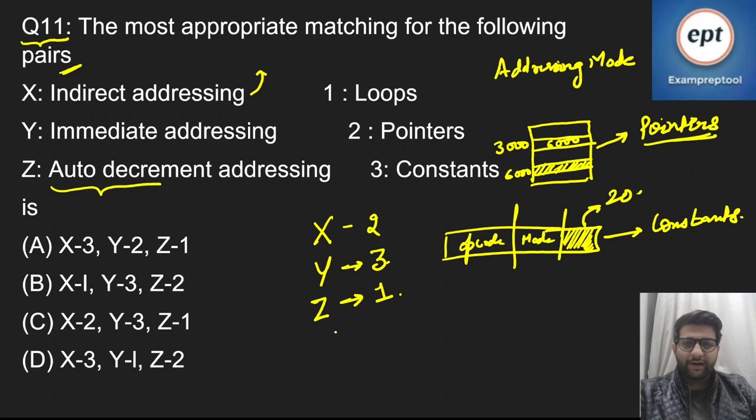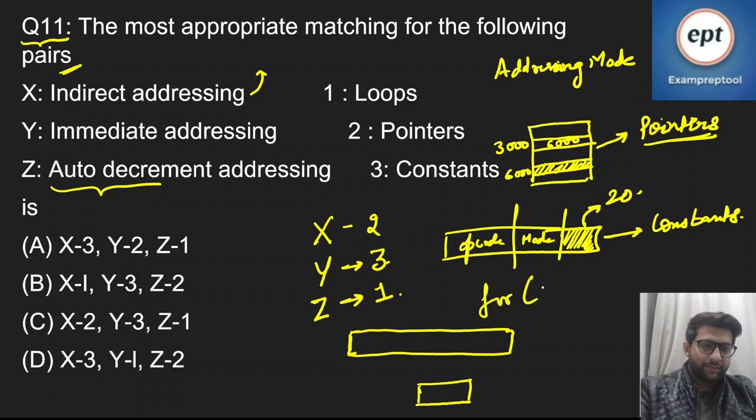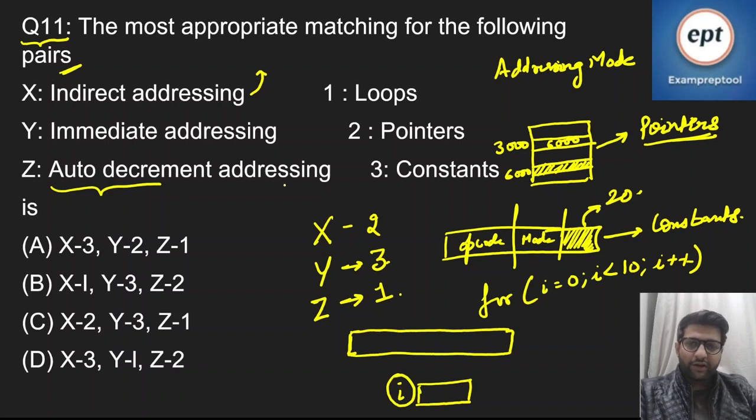Let's revise auto decrement addressing. If this is an instruction, there will be a register. Let's say we are implementing a for loop, from i equal to 0 to, let's say, i less than 10, i plus plus. There will be a register which will store the current value of i. So here it is the auto decrement operator, so this will be minus minus i, and this register will store the current value of i.